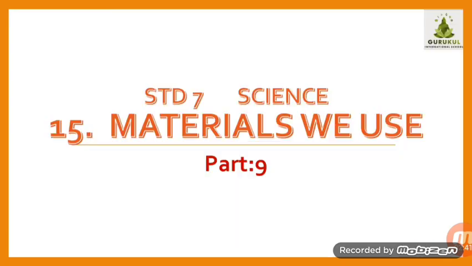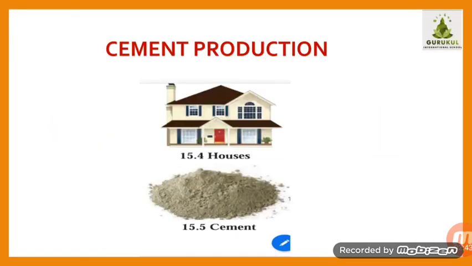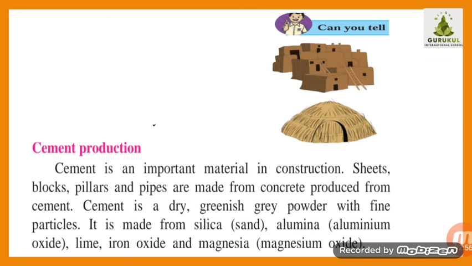Now next part we are going to discuss is cement production. Now you know that cement, where you have seen the cement, is a black colored substance. Okay, it is an important material which is used for construction purpose. Different sheets, blocks, pillars and pipes are made from the concrete produced from the cement. It's sometimes greenish, sometimes grayish in color.